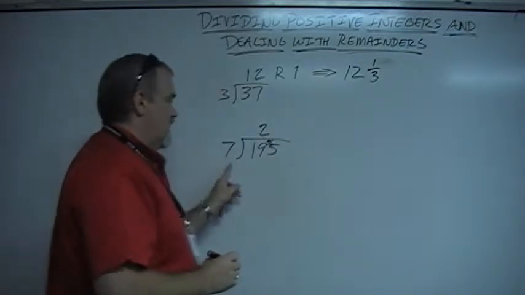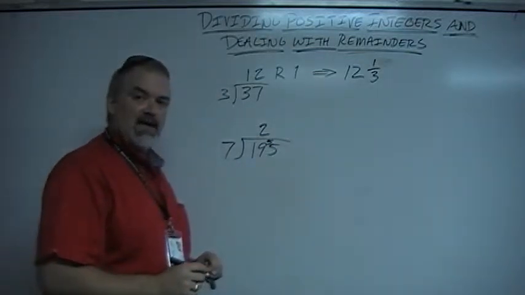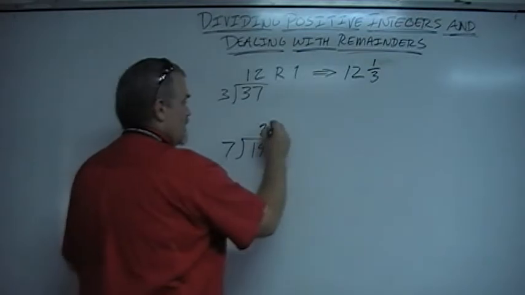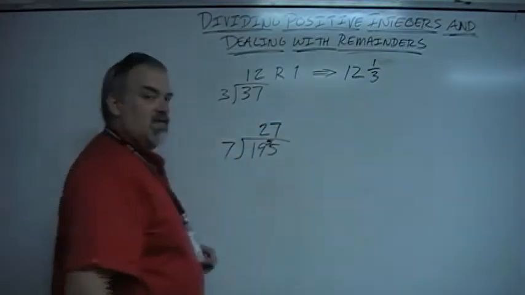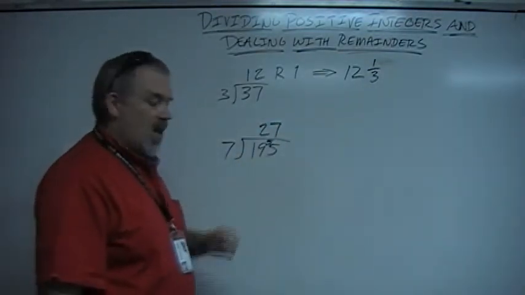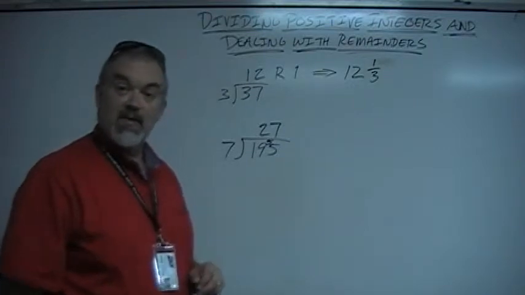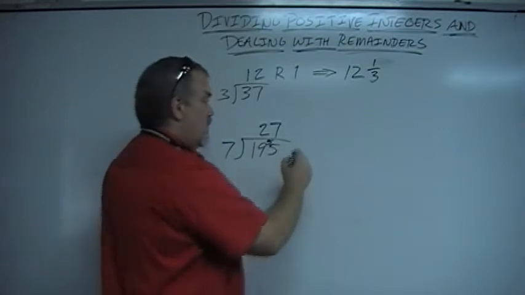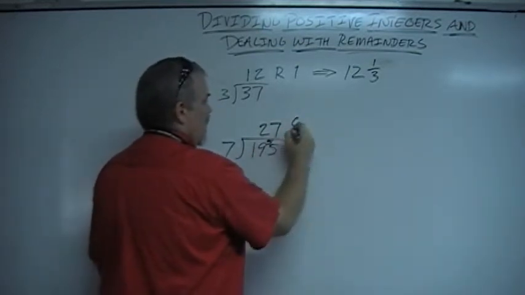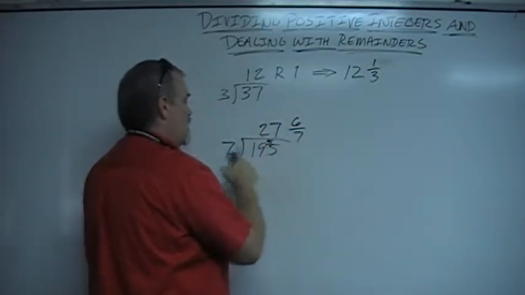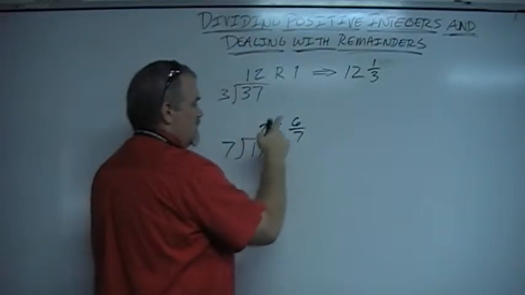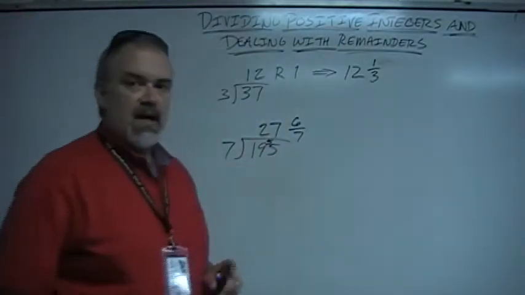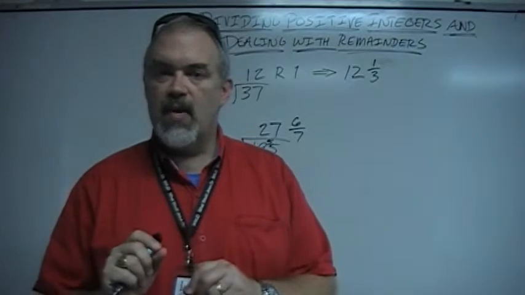And then I ask, 7 goes into 55 how many times? You should realize that's 7 times. 7 times 7 is 49. I take 49 away from 55, and I'm left with 6, which I can write as a remainder 6, or we can write our remainder as 6 over 7. So 195 divided by 7 is 27 and 6/7. Now there's just one other little detail that we want to talk about.